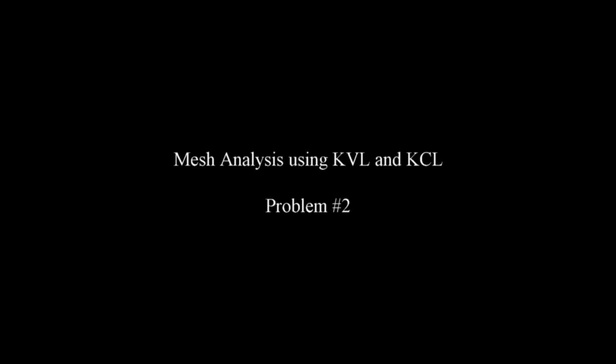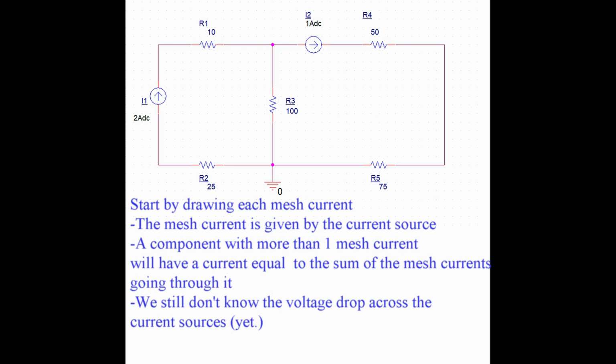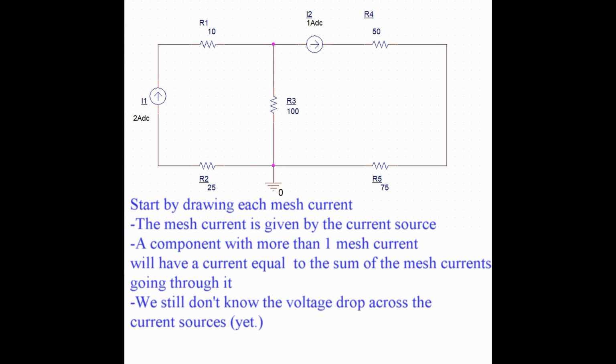Welcome to Mesh Analysis using KVL and KCL, problem 2. In this problem we have two current sources. We have a 2 amp current source on the left and a 1 amp current source on top, and there are 5 resistors. So what we're going to do is start this problem by drawing the mesh currents.